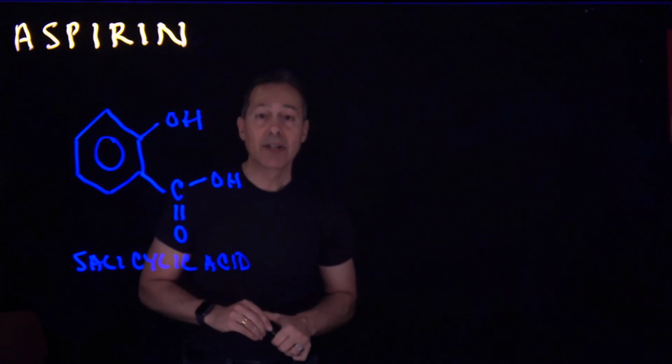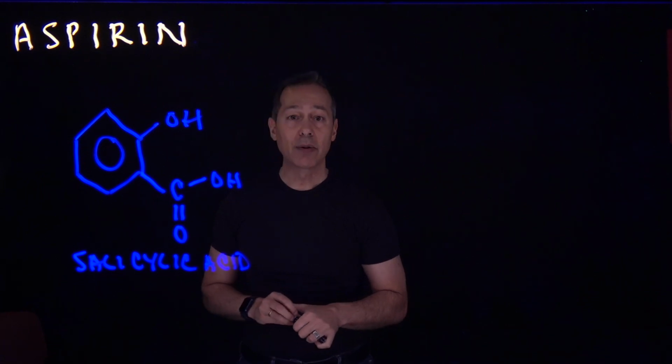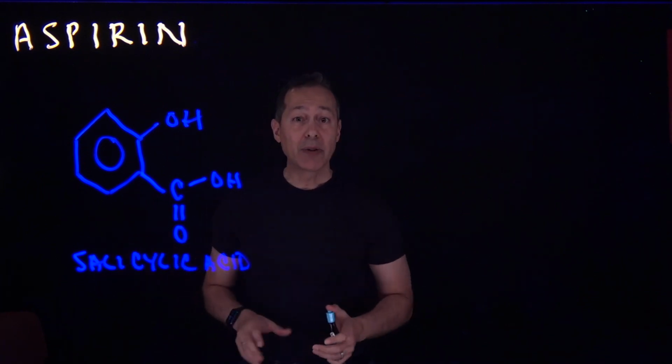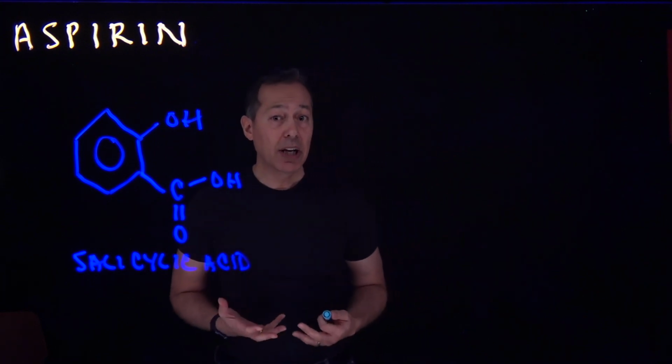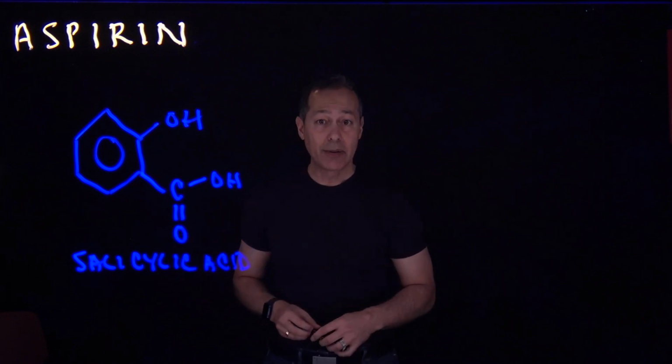Salicylic acid. And salicylic acid is found in the meadowsweet plant. It's also found in the bark of willow trees. Now, as the name implies, it is an acid, and it can be irritating to the stomach. So people that have ulcers might not want to take this.